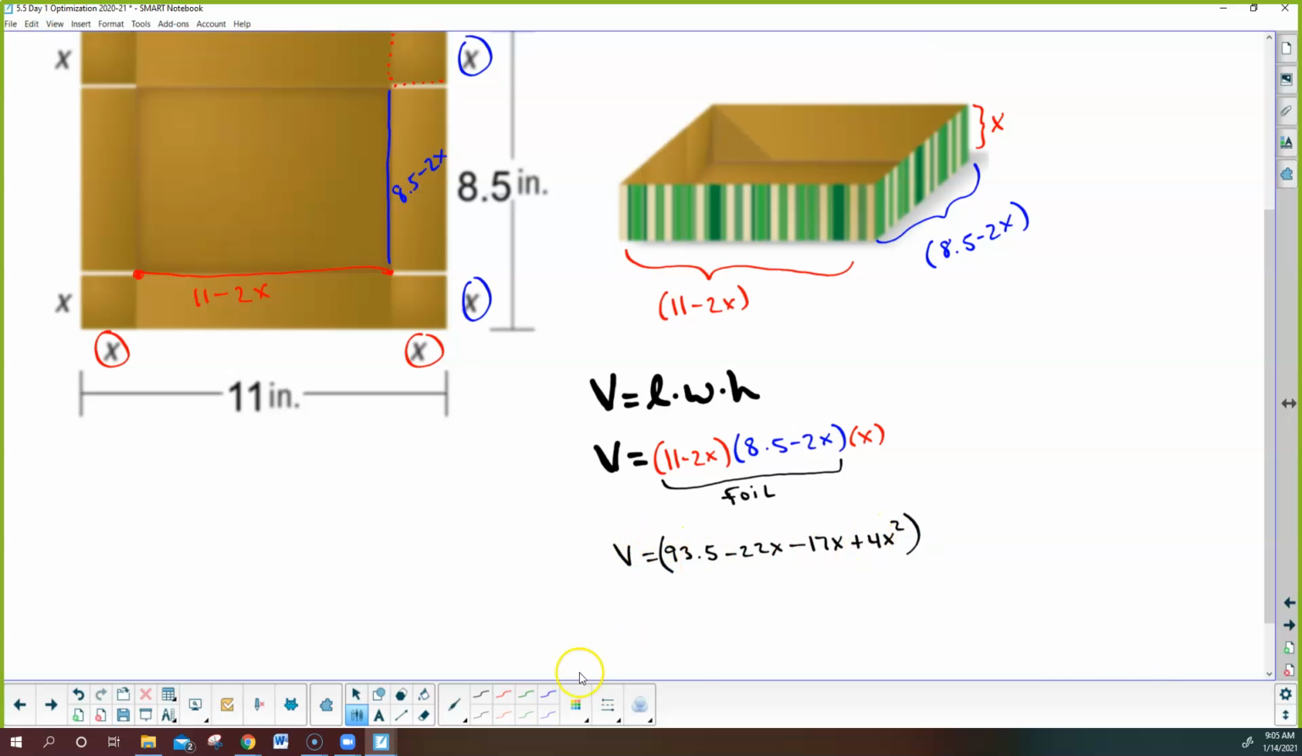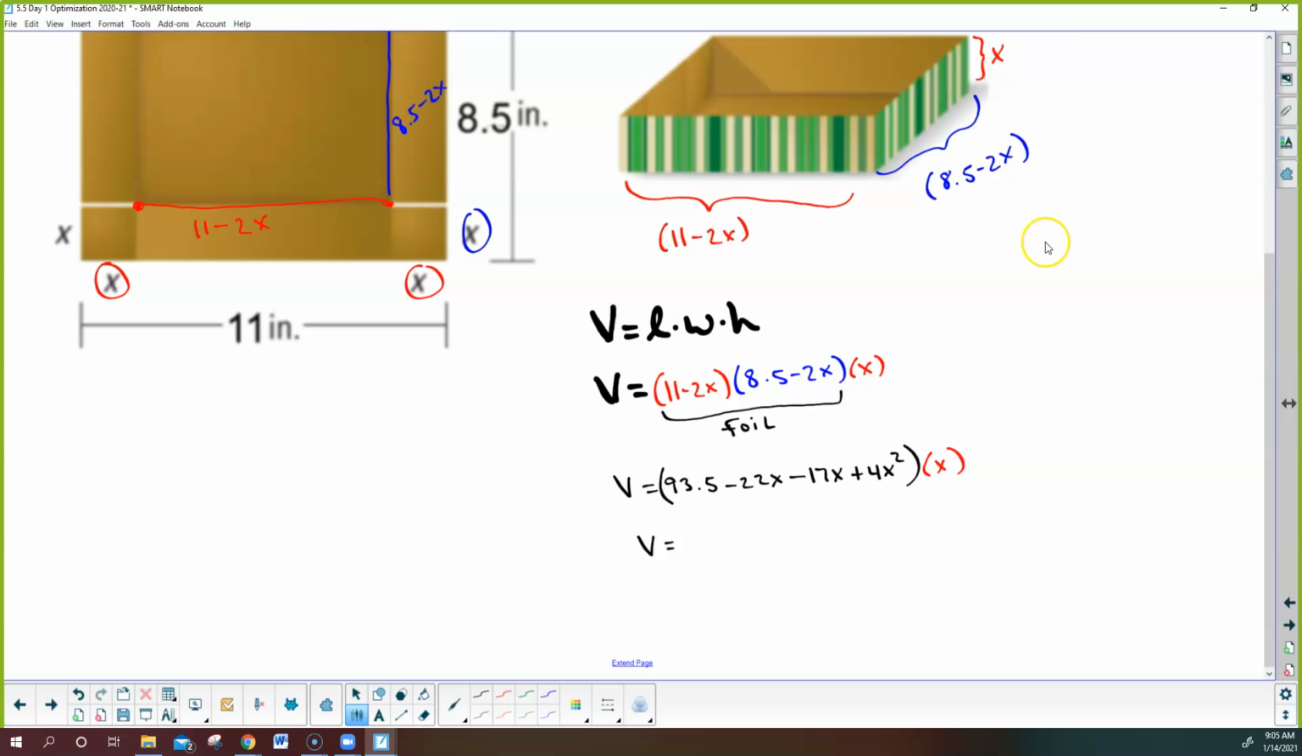So there's my FOIL. But then don't forget about the x. Then we have to combine like terms and multiply by x. So I'm just going to do that all in one step. And this is me personally, I'm going to write this part first because I like having this squared first.